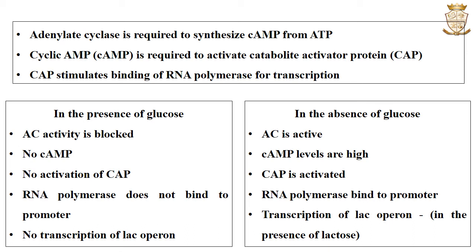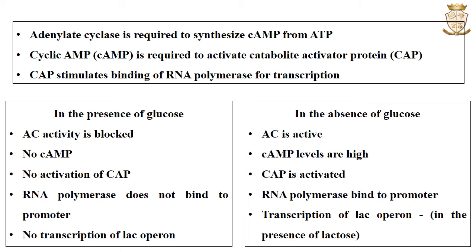While in the absence of glucose, if there is no glucose available, then the adenylate cyclase activity is very high. As a result, the adenylate cyclase will produce cyclic AMP molecules from ATP. In the presence of cyclic AMP, the catabolite activator proteins are activated. The catabolite activator protein will help the RNA polymerase to bind to the promoter site in Lac Operon, and as a result, the Lac Operon will be transcribed.